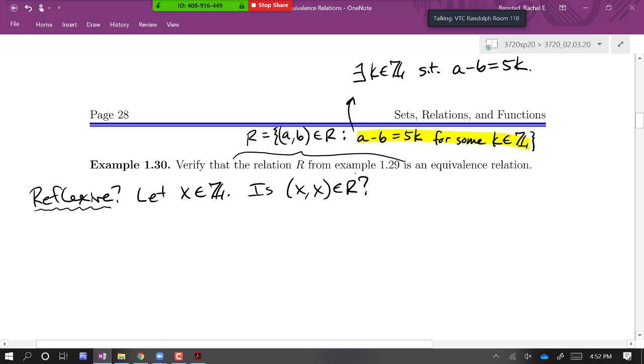So in this relation, I'm just going to look at x minus x. To see if something's related to something else, I'm just going to subtract them and see if I get a multiple of 5. Well, x minus x is 0, and 0 is 5 times 0. 0 is definitely a multiple of 5. So R is reflexive. Everything's related to itself.